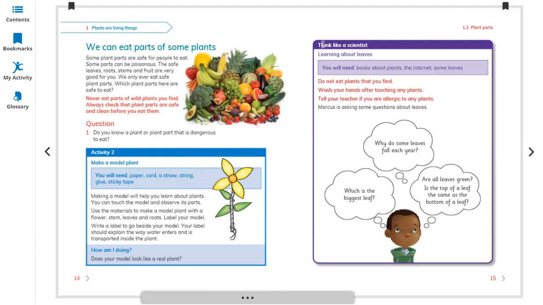This is one activity. Let's move to the next page. For this, you will need books about plants, the internet, and some leaves. Do not eat plants that you find. Wash your hands after touching. This is the activity.